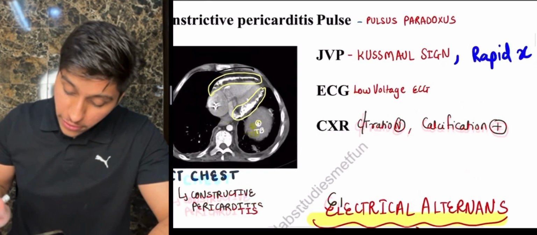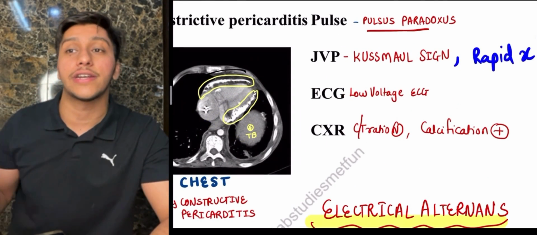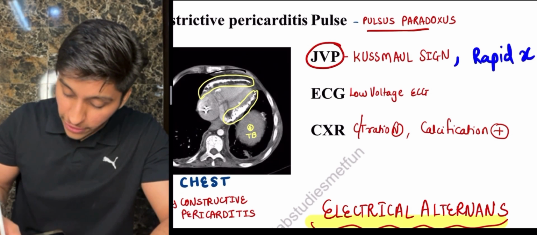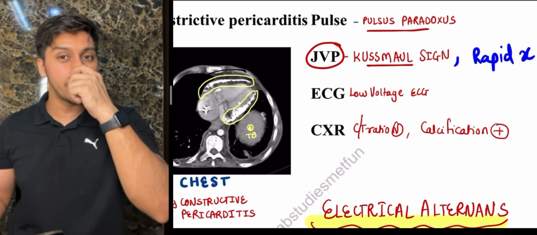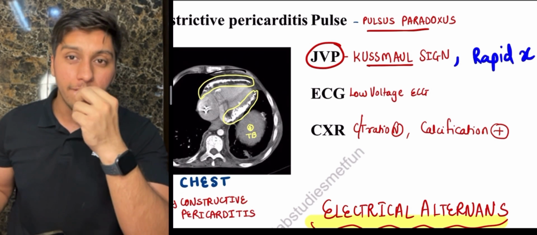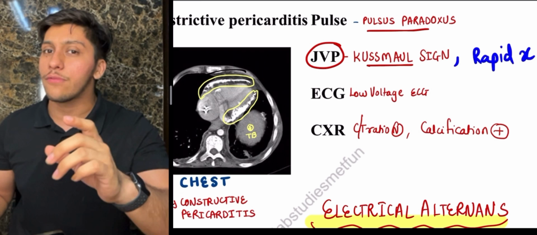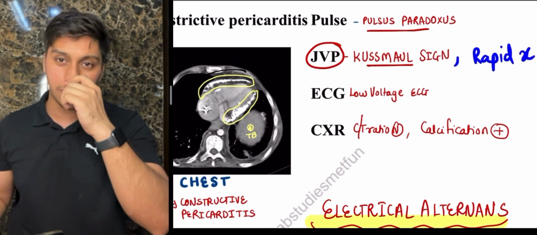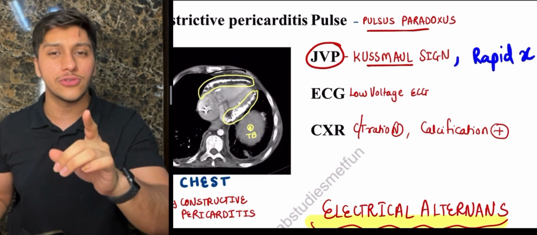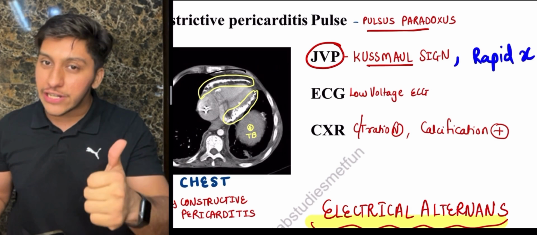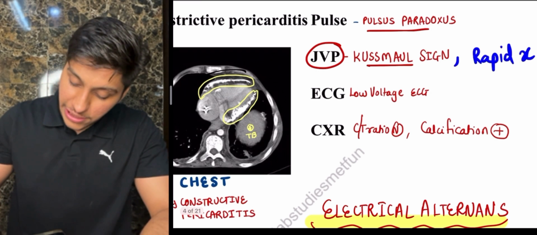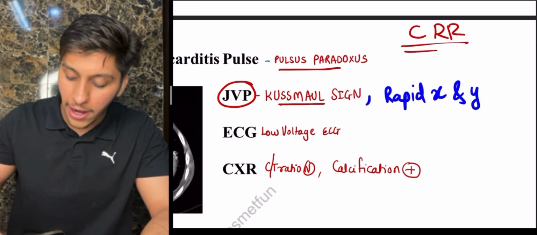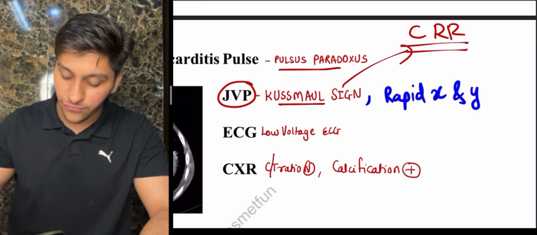Okay, the features are: again in constrictive pericarditis, you will have pulsus paradoxus. The JVP is going to be raised, and you'll also have a feature known as Kussmaul sign. Remember, we talked about Kussmaul sign in the last video: usually JVP falls at the time of inspiration, but if during inspiration JVP does not fall, that is known as Kussmaul sign. In which other conditions do you see Kussmaul sign? Three. Remember CRR: constrictive pericarditis, restrictive cardiomyopathy, and right-sided heart failure. Remember, CRR is for Kussmaul sign.